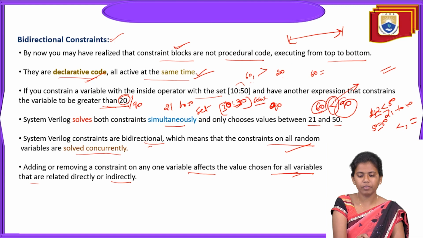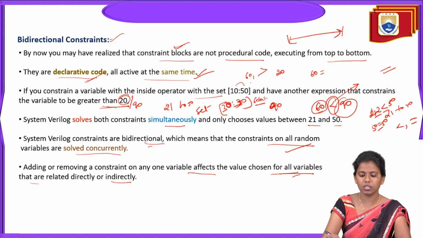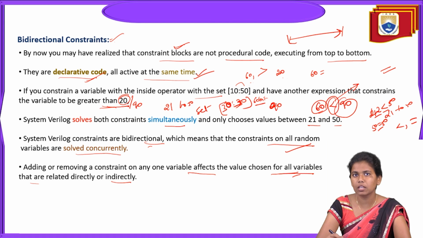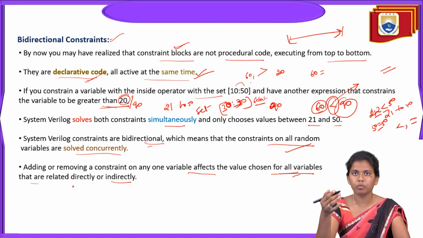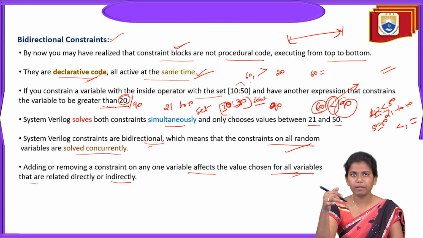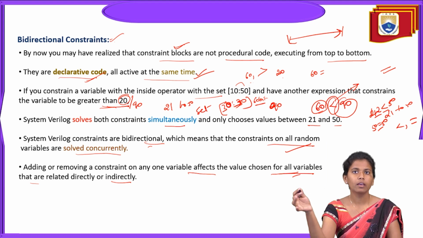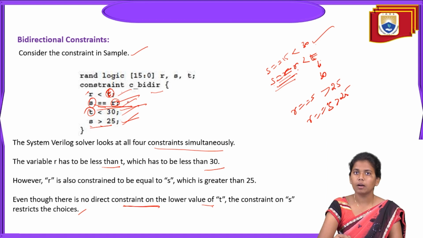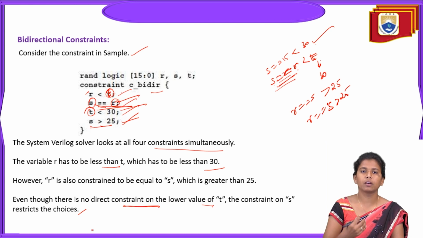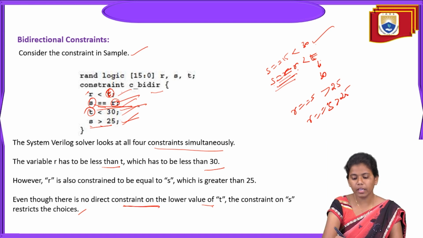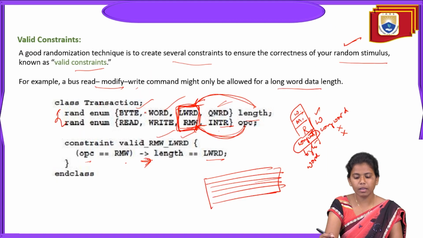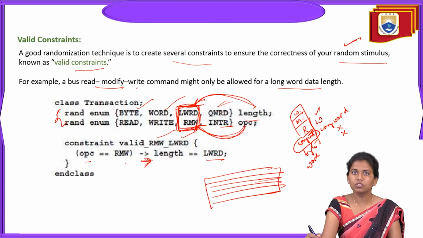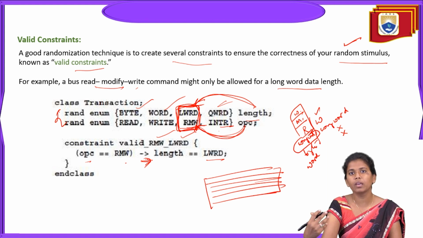And then we discussed the bidirectional constraints. Bidirectional constraints can solve simultaneously all the given random variables, and also if you are adding something or removing something from the constraint block, we have to be very careful because it is going to affect all the given expressions. The bidirectional code is based upon the relational operations, and it is our choice to go as per the given relational operators.